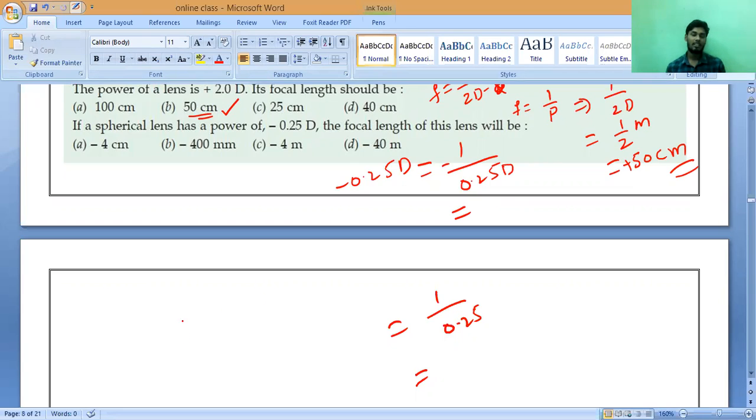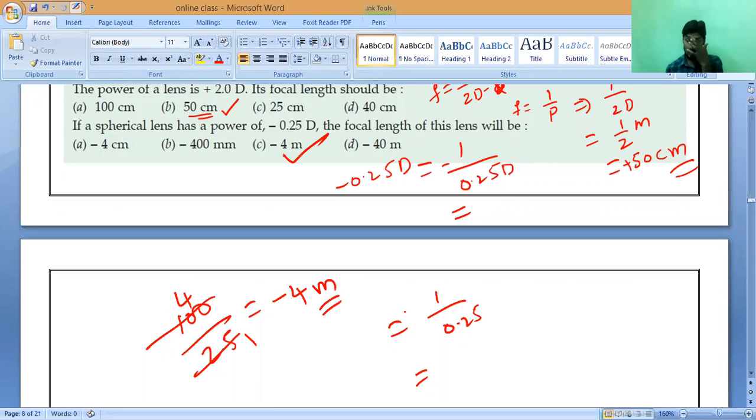Which is equals to minus 4 meters, sir. 25 ones are 25, 25 fours are 100, which is equals to minus 4. Minus 4 meters. Understanding? So minus 4 meters. Where is it there? C option. Correct or not? C. So minus 4 meters. Solve it.